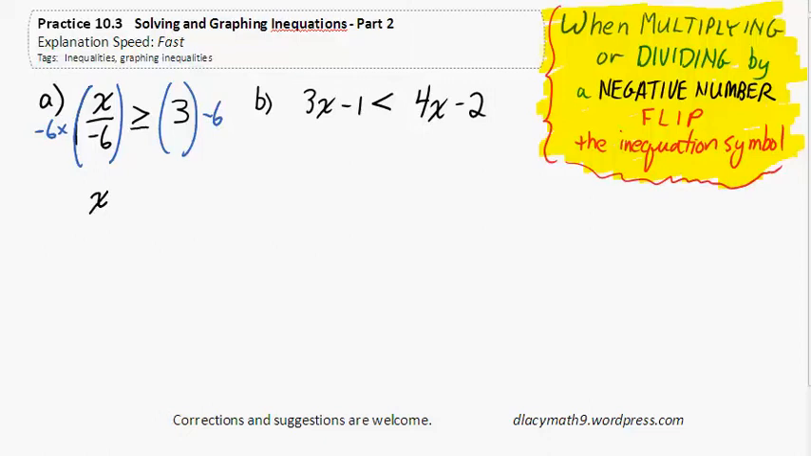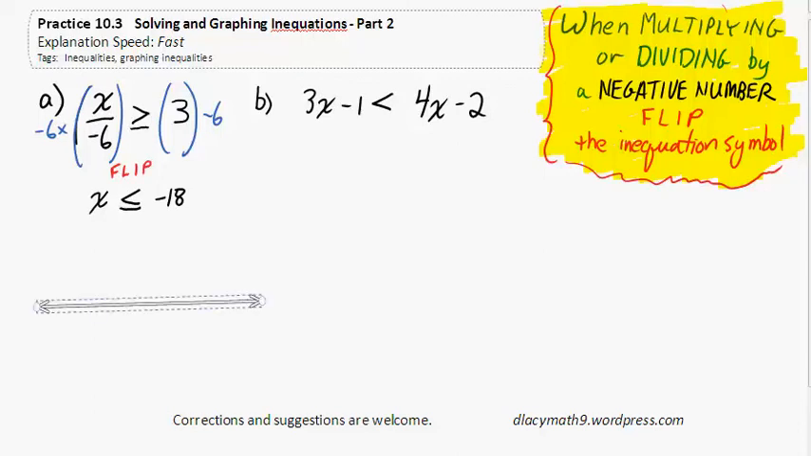But notice that I have multiplied by a negative number, and so I must flip the sign. Let's do that when I'm finished. 3 times -6 is -18, and for my own benefit, as much as for explaining it, I like to write flip right in there. Why? Because I multiplied by a negative number. So the greater than or equal to sign becomes a less than or equal to sign, and that is that.